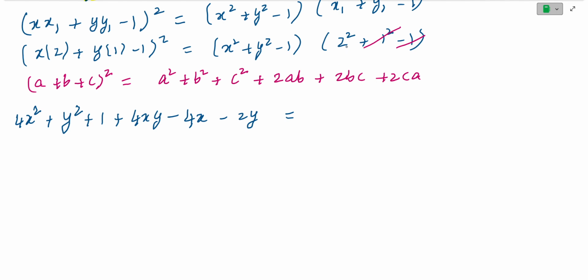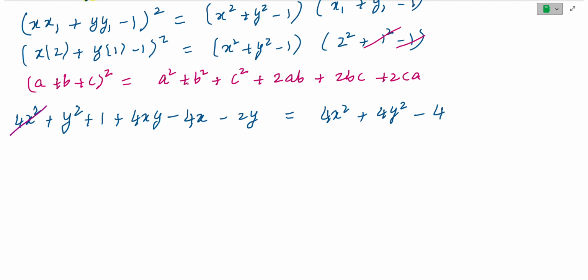So here the left hand part is completed. Now the right hand part I'm writing. 2 square times of x square plus y square minus 1. 2 square value is 4. 4 times x square, 4x square. So 4 times y square, 4y square, minus 4 times 1, 4.